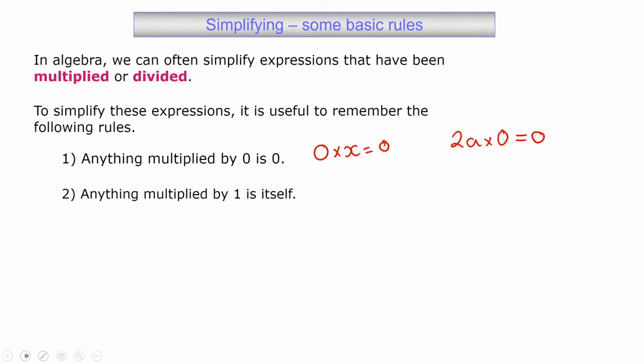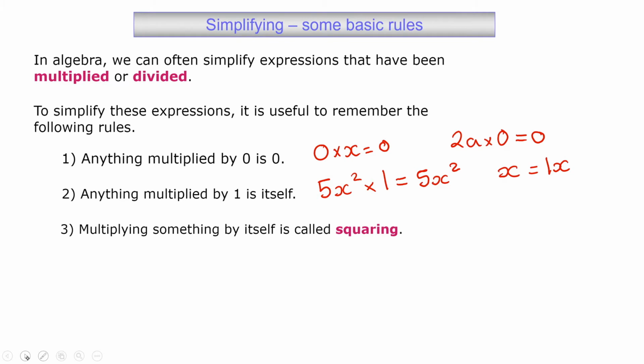Secondly then, anything multiplied by 1 is itself. So remember, if you have 5x squared multiplied by 1, your answer would be 5x squared. And also remember that x means 1x. Okay. Thirdly then, multiplying something by itself is called squaring. So remember, when we've done the topic of types of numbers, if you have x times x, anything multiplied by itself is squared. And then remember, anything multiplied by itself 3 times is cubed.